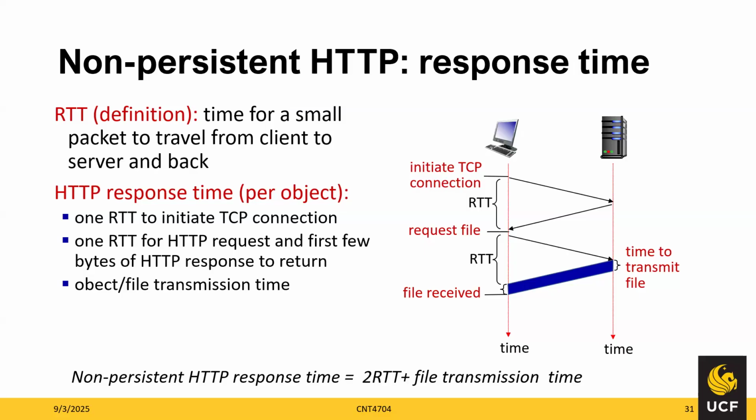to fetch one object over HTTP with a non-persistent connection, the response time includes one RTT to establish the TCP connection. Then we have another RTT for the client to send the HTTP request and receive the first byte of the response, plus the transmission time for the server to send the entire object. And we said with non-persistent, the request gets repeated. So if we have 10 objects, we're going to need 2 RTTs for each one. So you do the math.